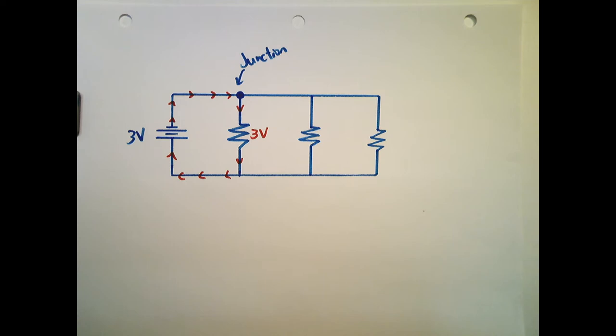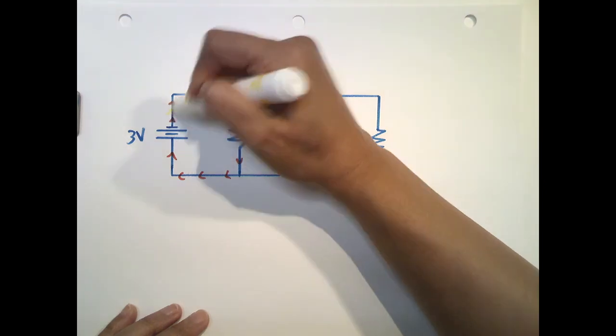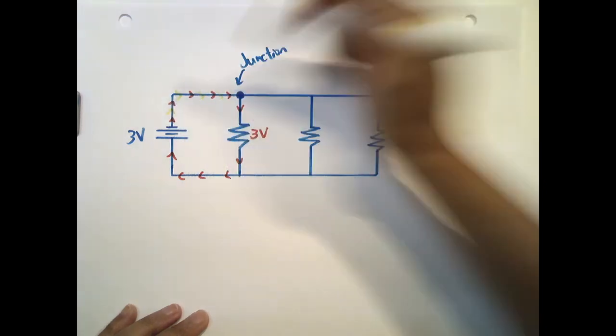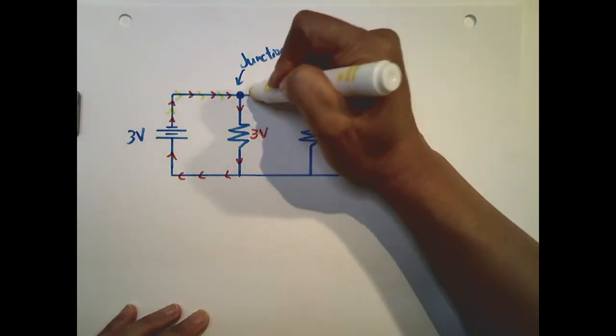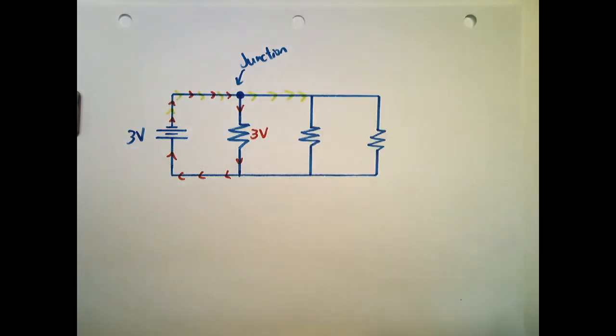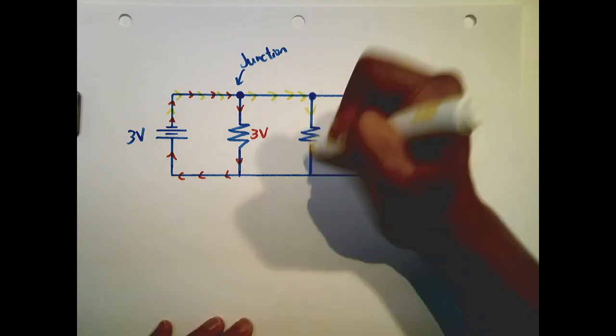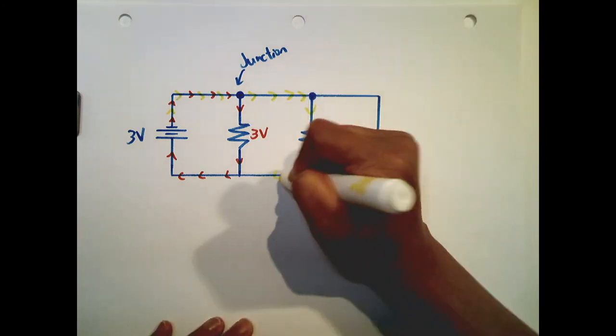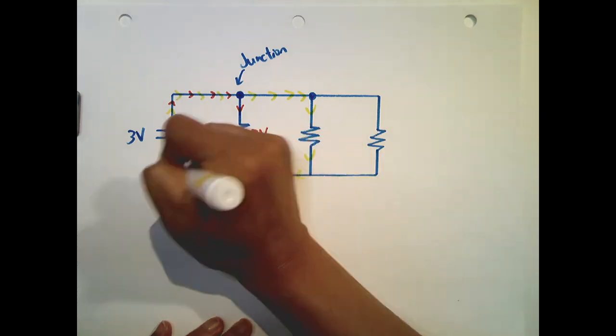Let's do the next loop. I'm going to continue, same thing. I'm going to do this in a yellow color. At the junction, it's going to go by. There's another junction over here. Okay, it will have a choice, and it will go down through this resistor and then back like so.